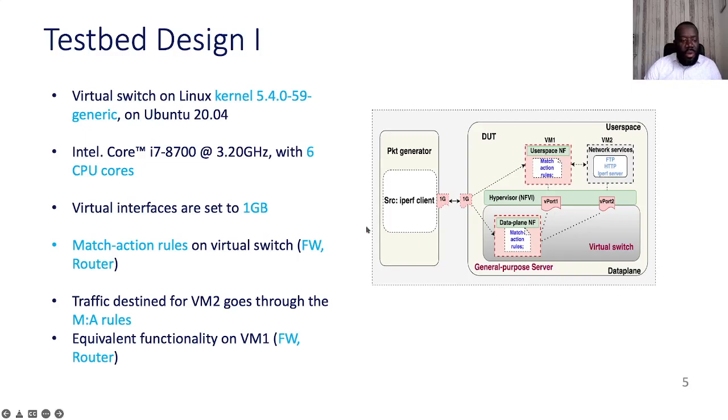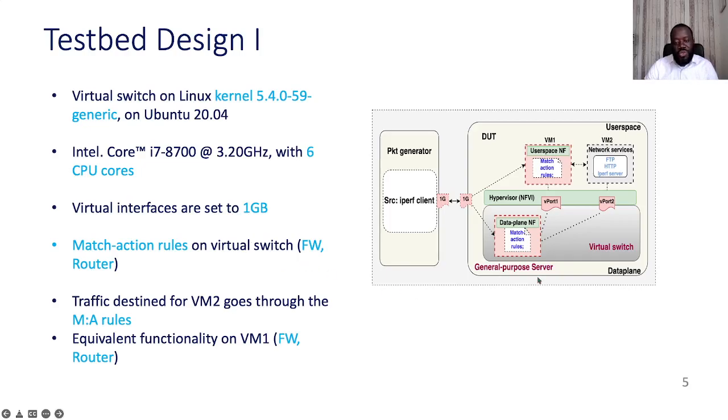The virtual switch has been configured on Linux kernel 5.4.0-59 generic, on Ubuntu 20.04, and we have the device under test with Intel Core i7-8700 at 3.20 gigahertz with 6 CPU cores actually, and virtual interfaces were configured to 1 GB speed.